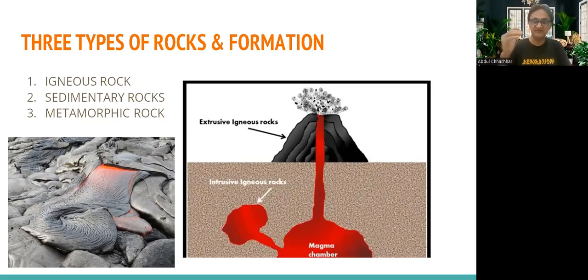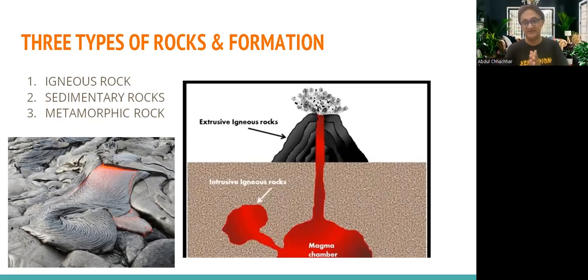It forms when magma explodes and throws lava outside onto the surface. When this lava cools down, it forms igneous rock. When that lava cools inside, that also forms igneous rock. The lava which cools on the surface, we call extrusive, and the lava which cools inside the earth, we call intrusive.